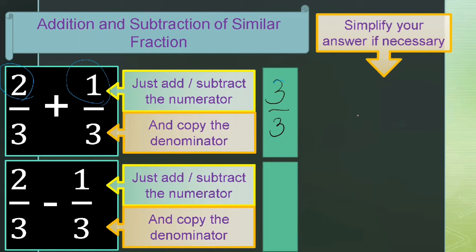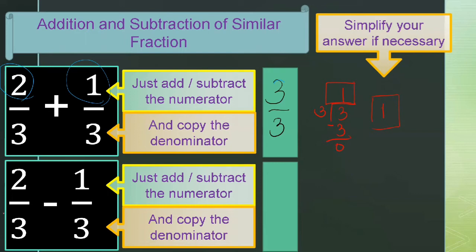3 divided by 3 is equal to 1, then multiply, subtract natin, it is equal to 0. So the answer is 1. Our simplified form of 3 over 3 is 1.